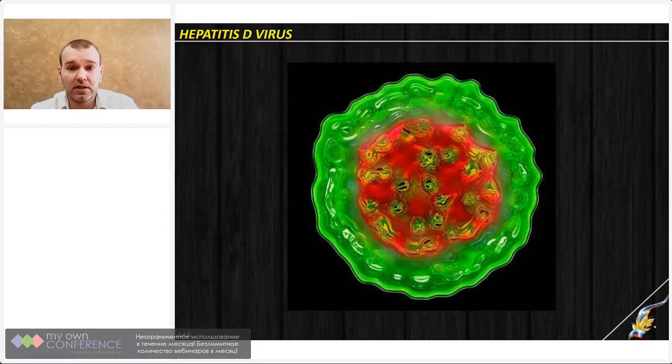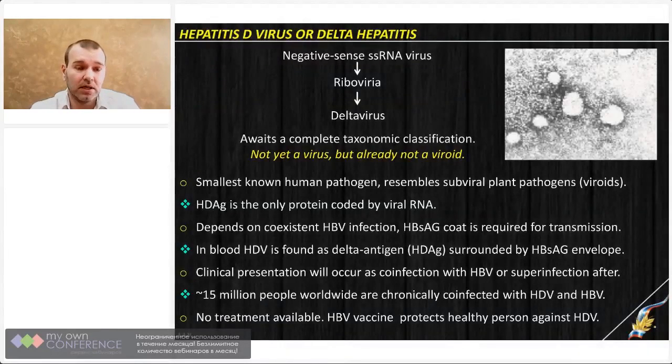And the last virus of hepatitis, we will discuss hepatitis D virus, also known as Delta hepatitis. That organism actually is not really a virus. It's not classified completely to this day. It is awaiting taxonomic classification because actually we have viroids. They are small pathogens of subviral level, and usually they are identified in plants.